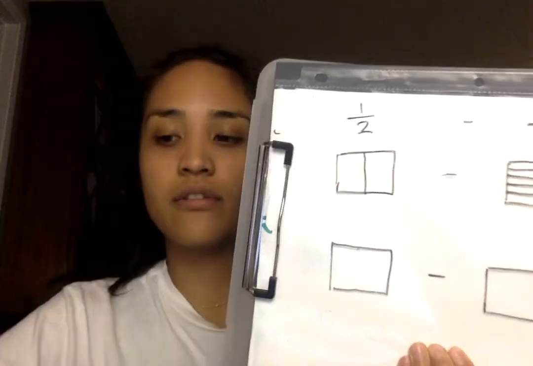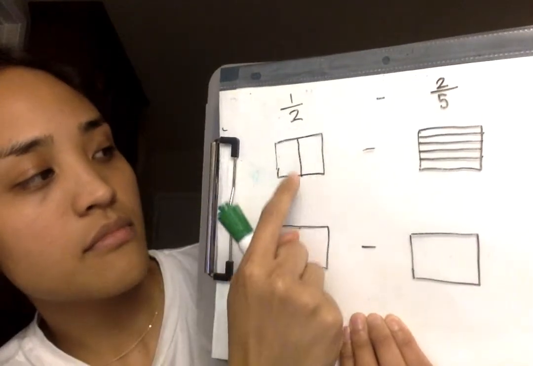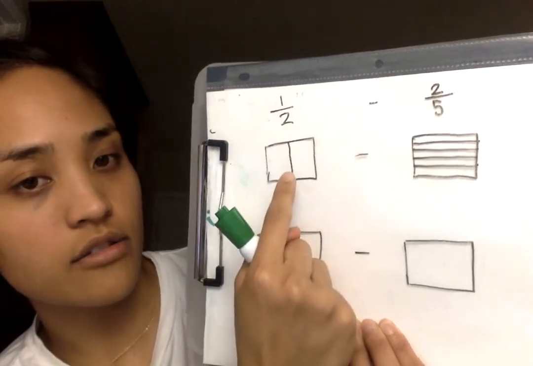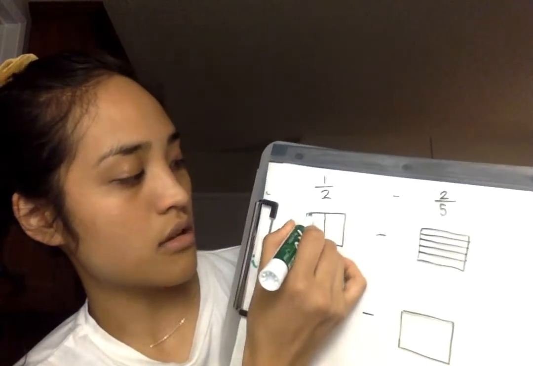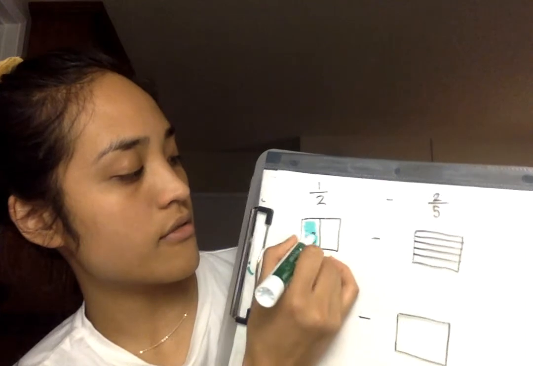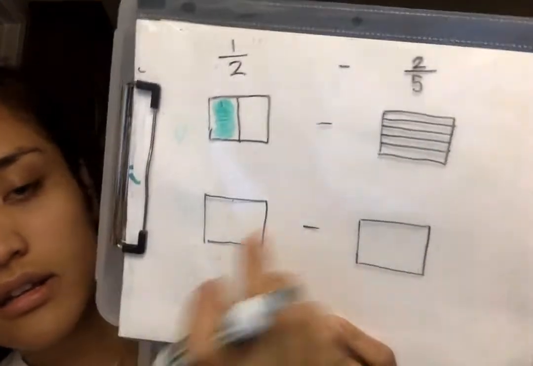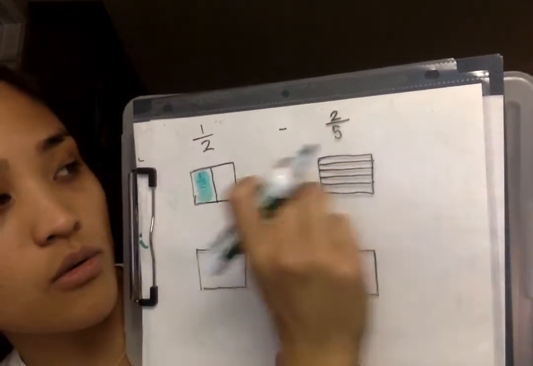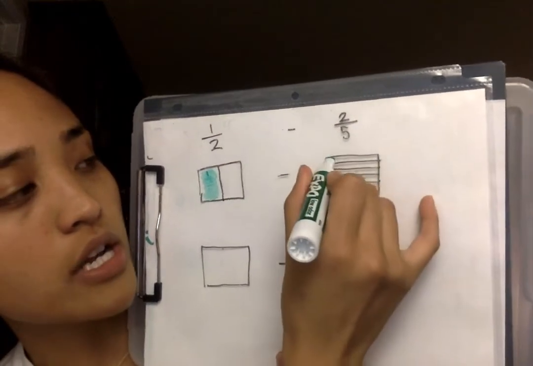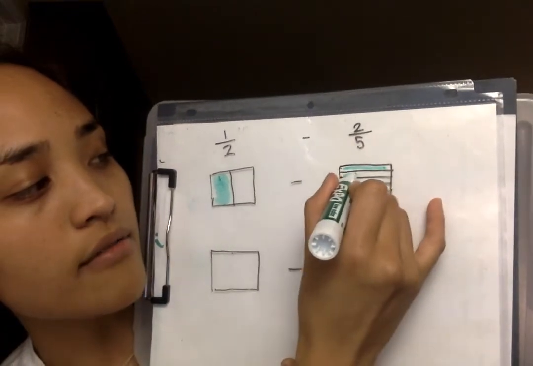For my 1/2, I'm doing vertical lines, just like this, up and down. And I'm going to shade in 1/2 of that rectangle. And then over here on the right side, I did horizontal lines, and I'm going to shade in 2 out of the 5 blocks. Awesome. Now here's where it gets interesting, and we combine our vertical and horizontal lines.